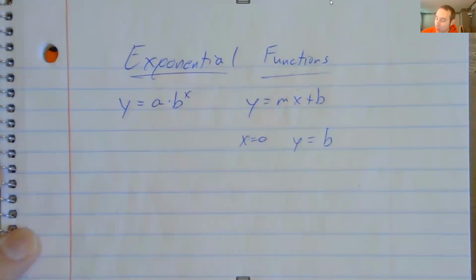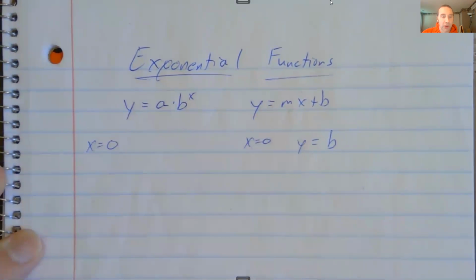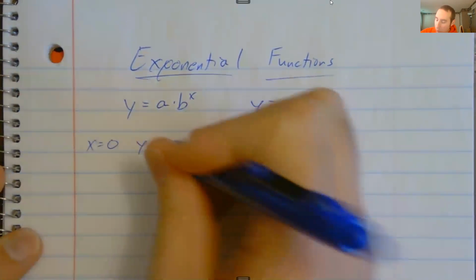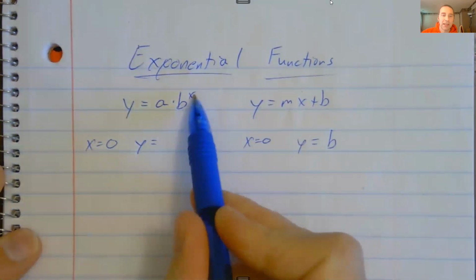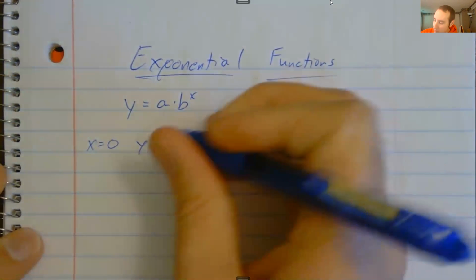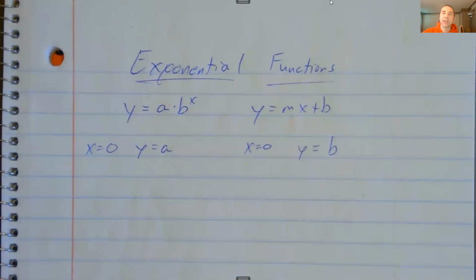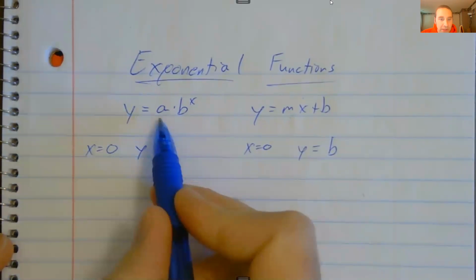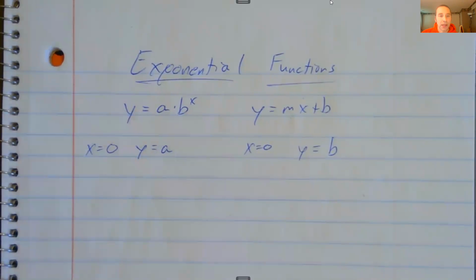So over here, our y-intercept, or our starting value, if we let x equals 0, this becomes y equals a times b to the 0. And if you remember, anything to the 0 power is just 1, so your y value is just a. So for an exponential function, that starting value, that y-intercept, is this number in front, not the thing that's being raised to the x power.